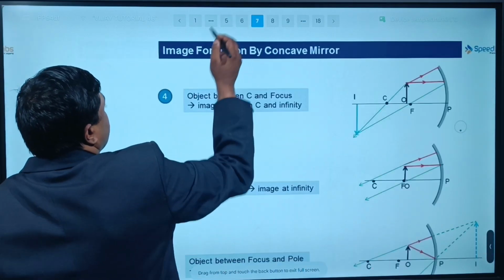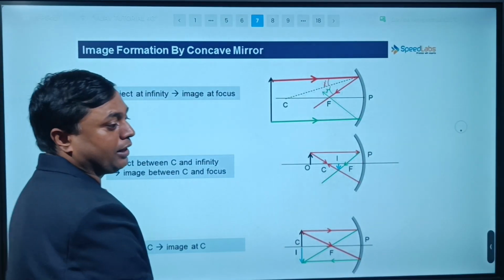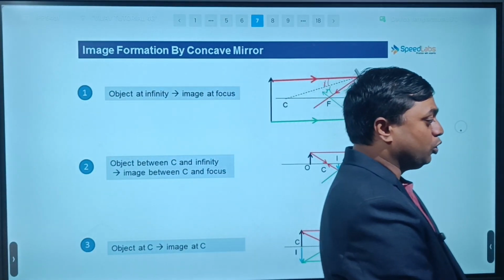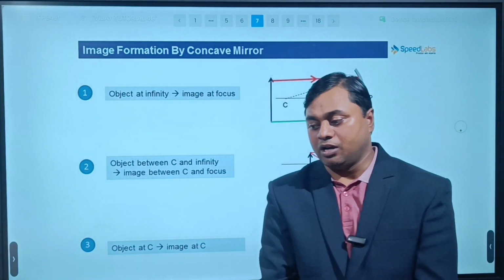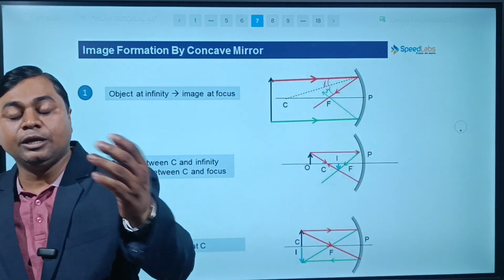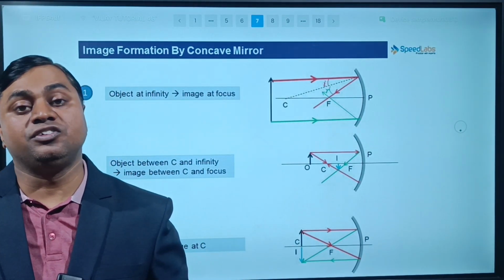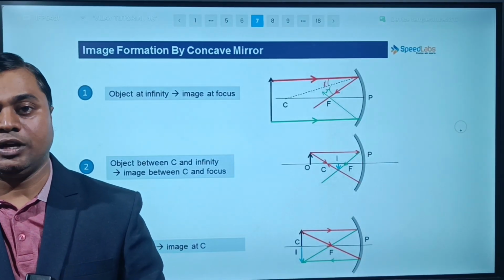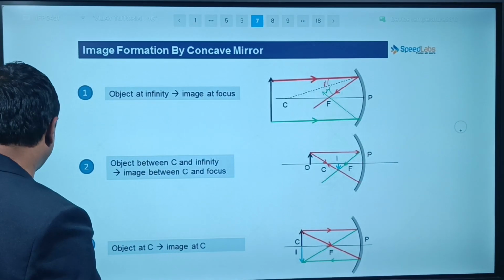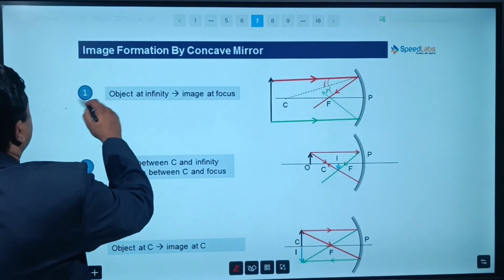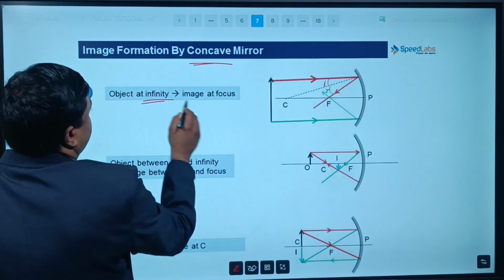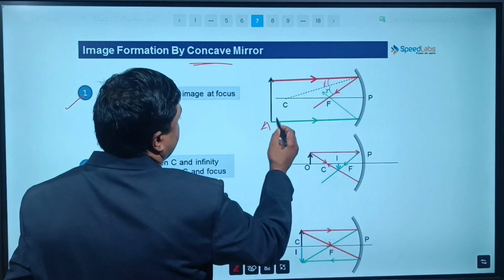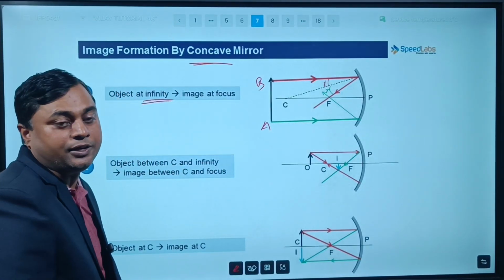Now we will see the image formation by the concave mirror, very very important. Here a question may be asked for 3 marks. We will keep the object at different places and we will see where the image is formed. So first let us take the object at infinity. This is the object AB at infinity.